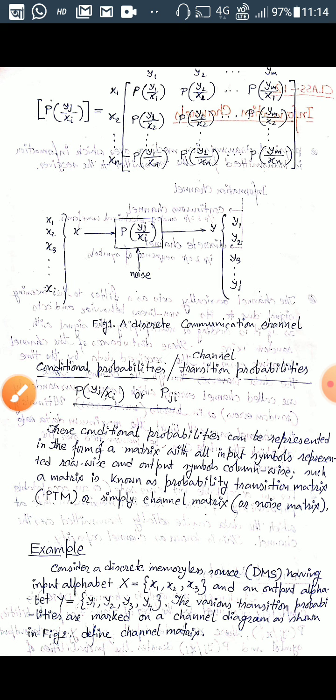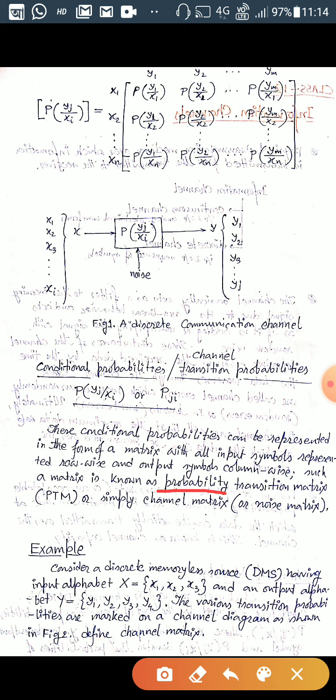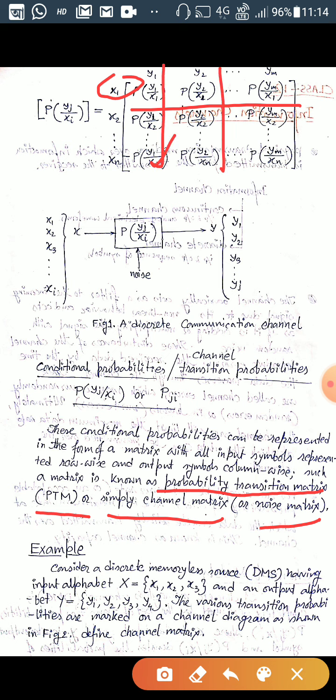This is basically in the form of a matrix, defined as the probability transmission matrix or PTM, also known as the channel matrix or noise matrix, where the rows are defined by the inputs x, and the columns are defined by the outputs, that is y1 up to ym, if we consider m output terminals are present.